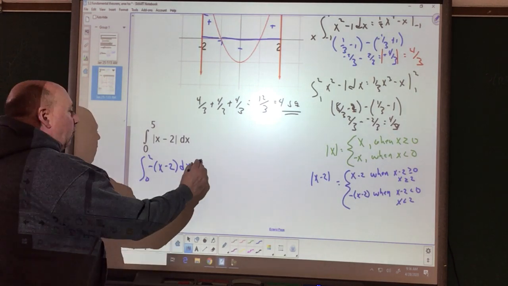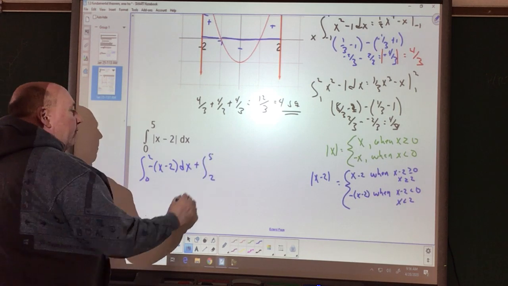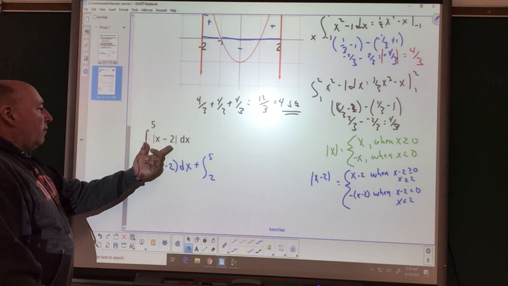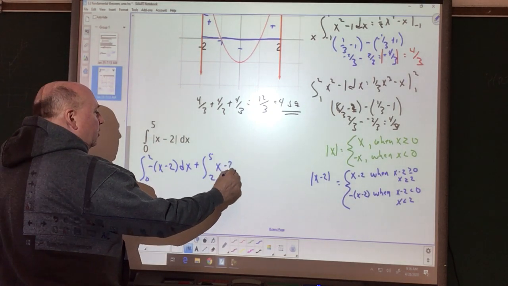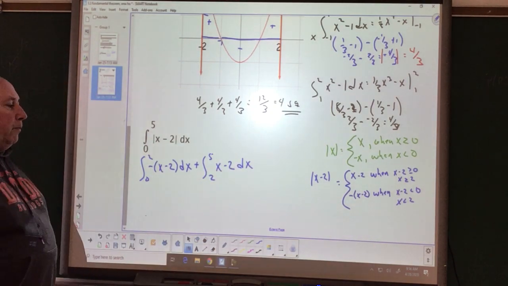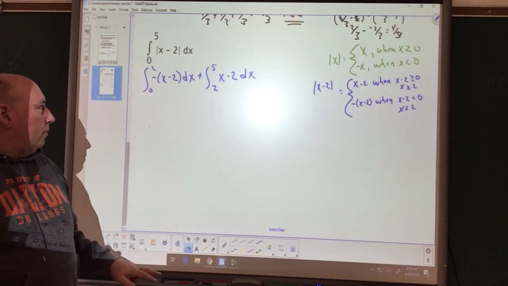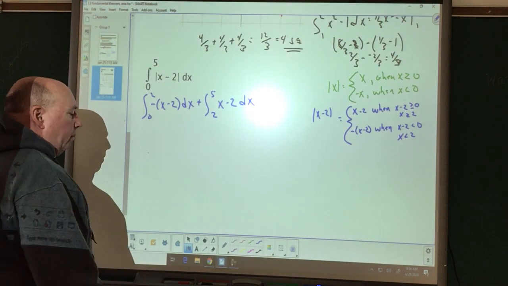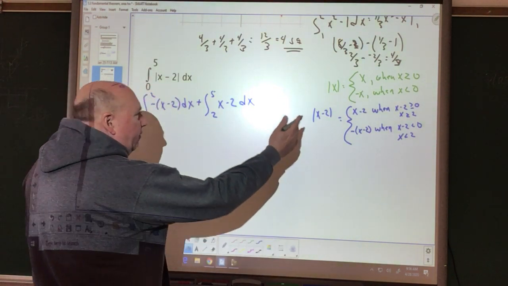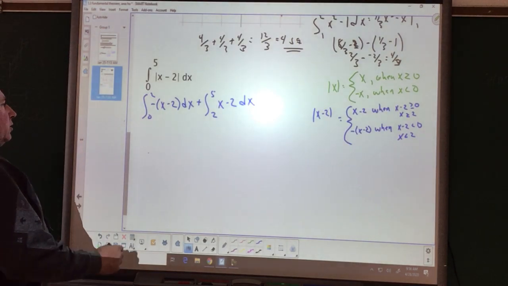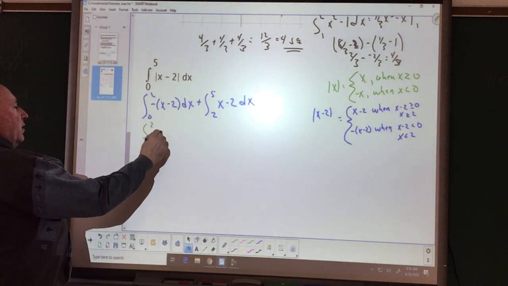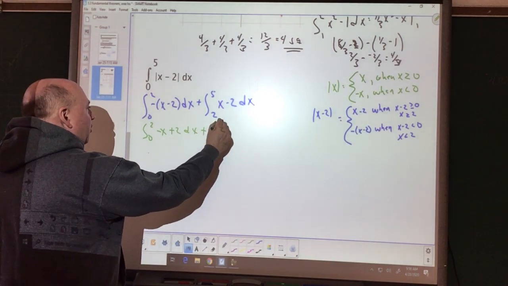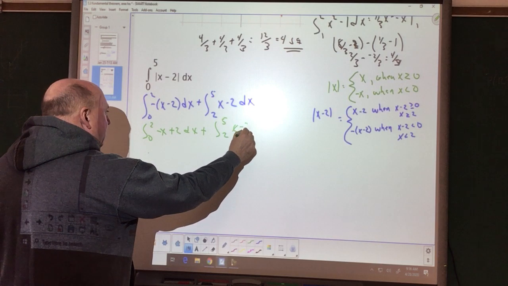Plus the integral from 2 to 5. From 2 to 5, we're dealing with this up here. This absolute value of x minus 2 is just equal to x minus 2 dx. So we have two different integrals that we have to deal with here, because we have to worry about when we're positive and when we're negative. So we have the antiderivatives from 0 to 2 of negative x plus 2 dx, plus the antiderivative from 2 to 5 of x minus 2 dx.